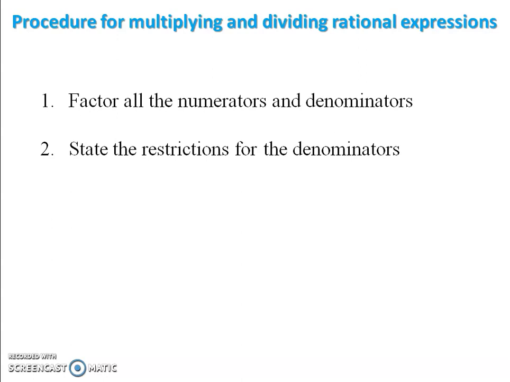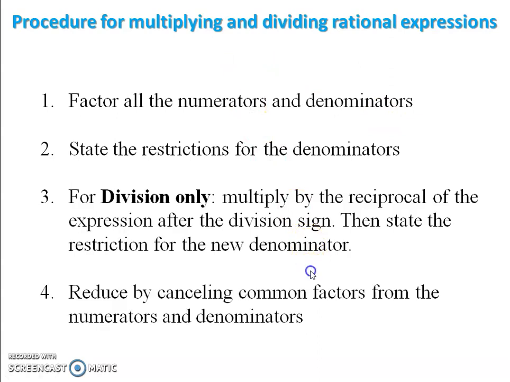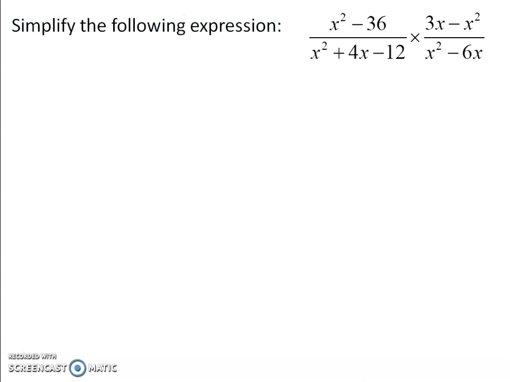Because remember, you can only ever simplify or cancel factors that are multiplied, things that are multiplied at the top and the bottom. For division only, remember that dividing a fraction is the same as multiplying by its reciprocal, so you would flip it and then state restrictions for the new denominator and add them to the list, and finally reduce by canceling common factors. So I'll show you what I mean by that.